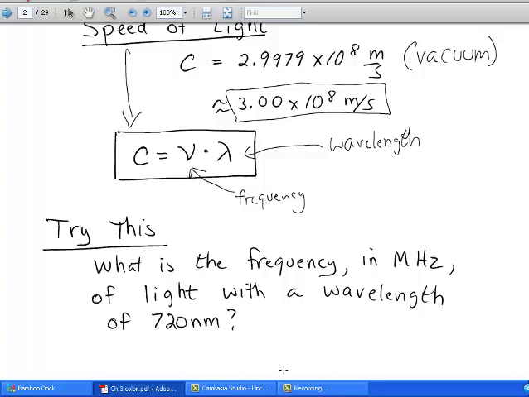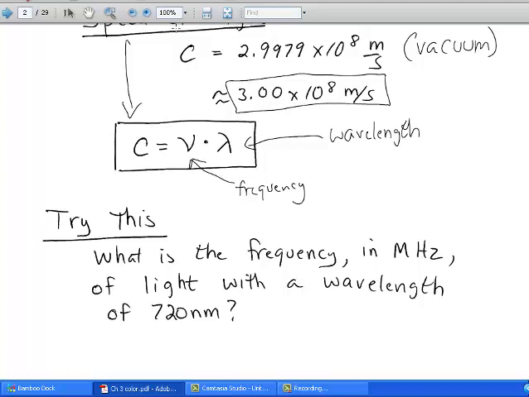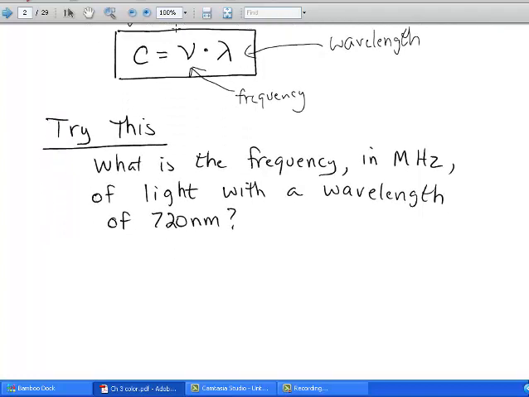Okay, so the hint is that you're going to need to do probably 3 steps. First, you're going to need to convert the wavelength to meters. Then you're going to need to use the speed of light equation, which will give you the frequency in hertz, and then you're going to need to convert that to megahertz. All right, so let's work that problem.